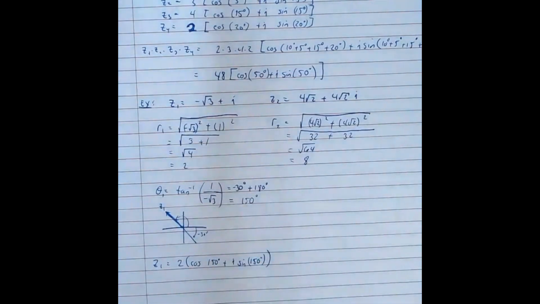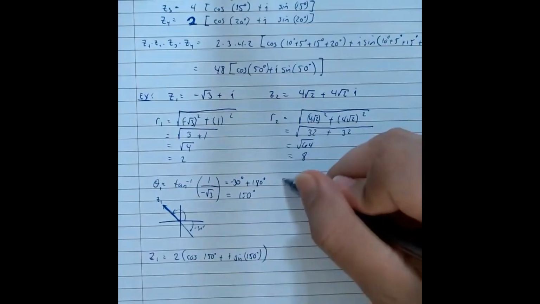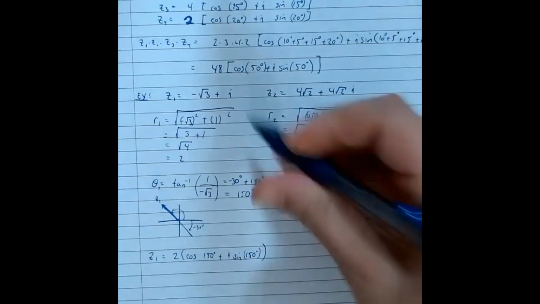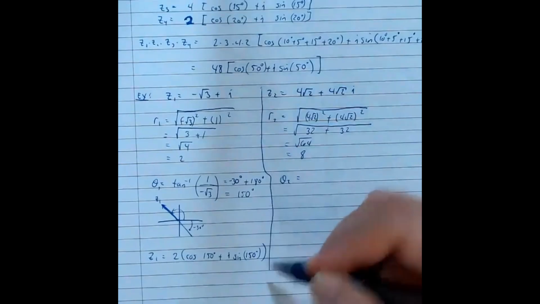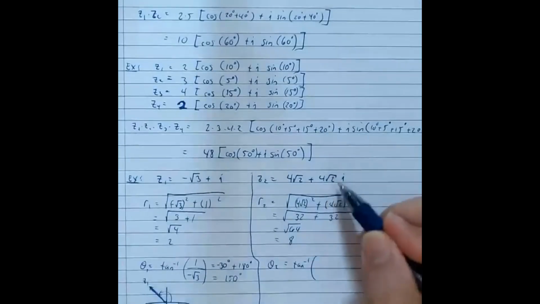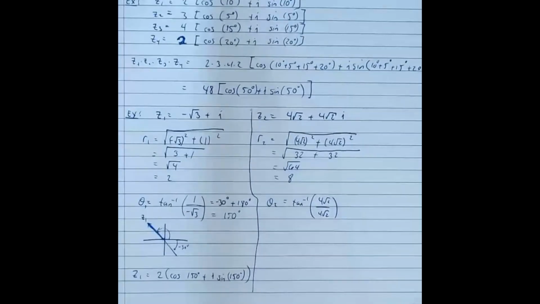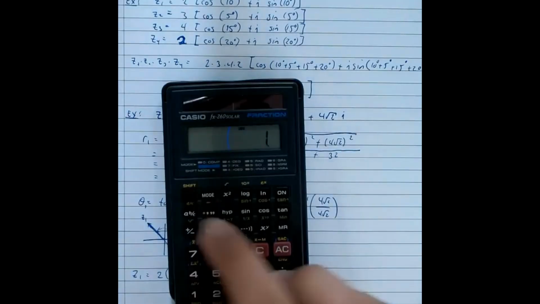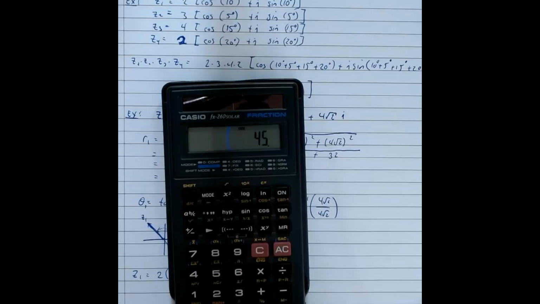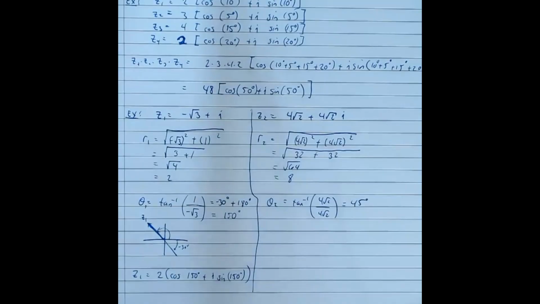Okay, don't use negative 30. That would be incorrect. That would not be Z1. Over here, we can find theta 2 the same way. Theta 2 is given by the inverse tangent of y over x. So 4 root 2 over 4 root 2. That's the inverse tangent of 1, and that's 45 degrees. If I take the inverse tangent of the number 1, that's 45 degrees.